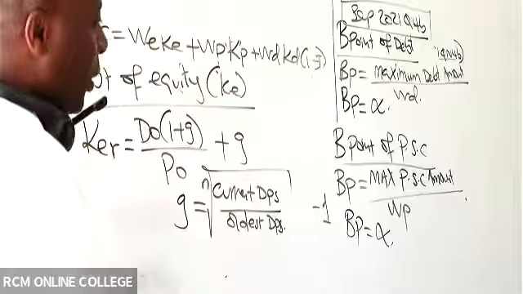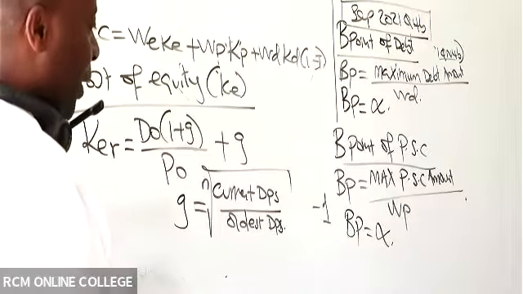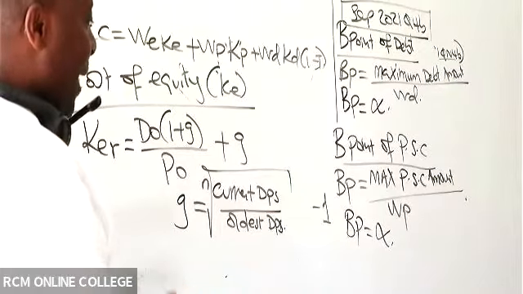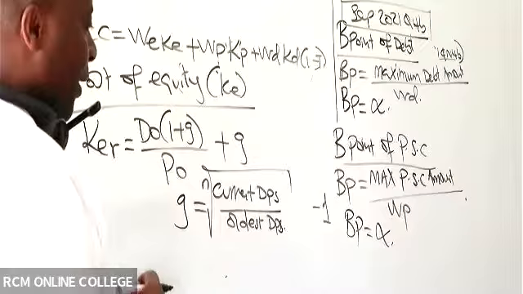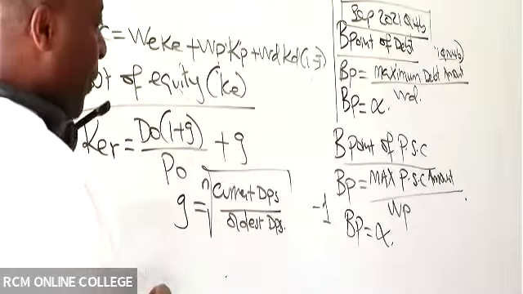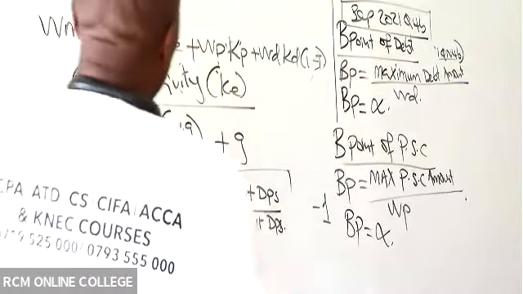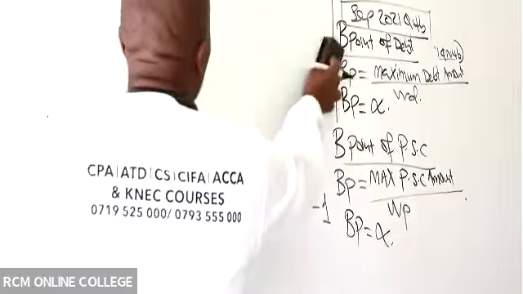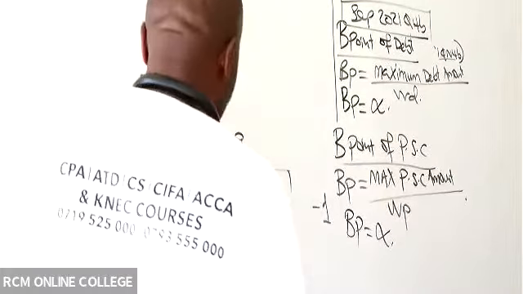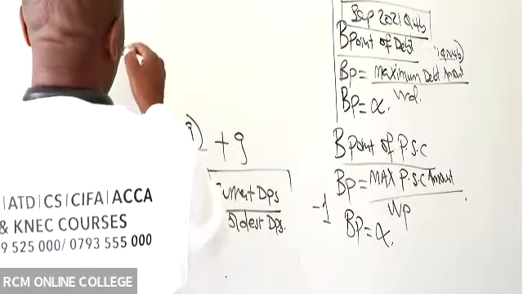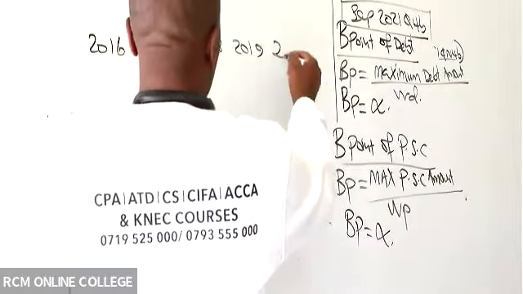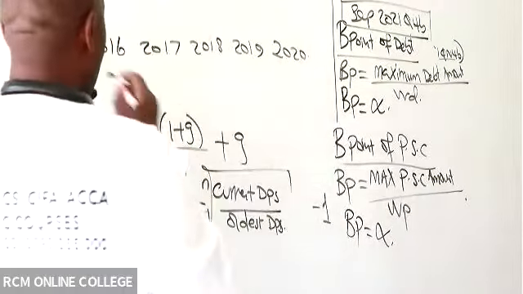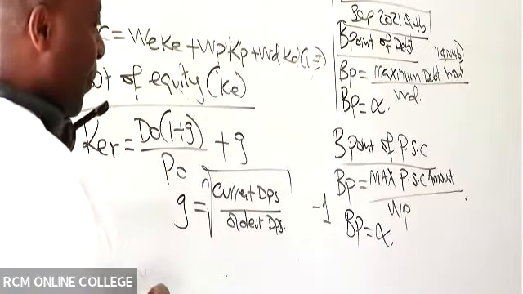So this is a very powerful formula for getting growth rate. You take the nth root of the current DPS over the oldest DPS, minus 1. Now remember, the dividends given to us by the examiner are here. We can see they are 2016, 2017, 2018, 2019, 2020. So the DPS, don't copy EPS.